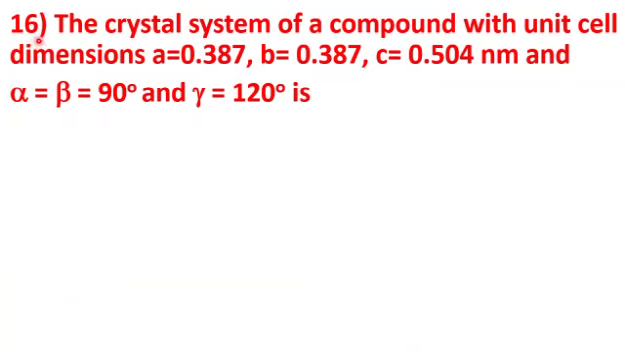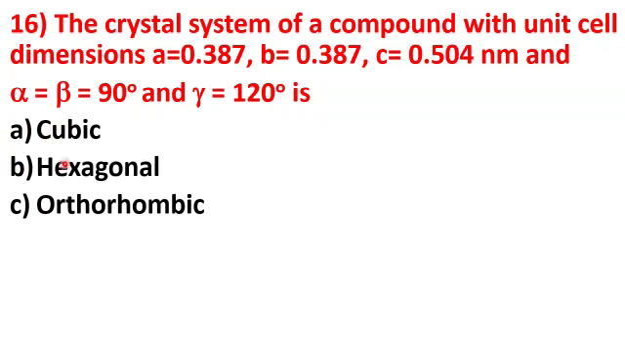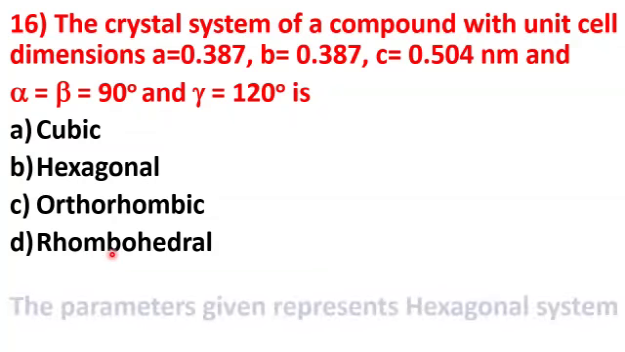Question number 16. The crystal system of a compound with the unit cell dimensions a is equal to 0.387, b also equal to 0.387 and c is equal to 0.504 nanometer, and alpha is equal to beta, which is equal to 90 degree, and gamma is equal to 120 degree is option A cubic, option B hexagonal, option C orthorhombic, option D rhombohedral.